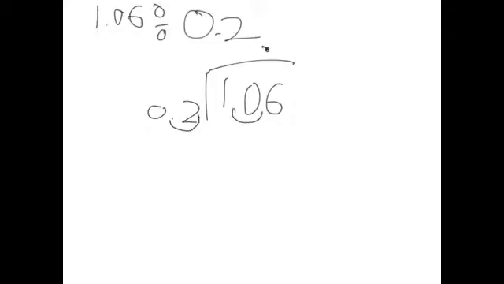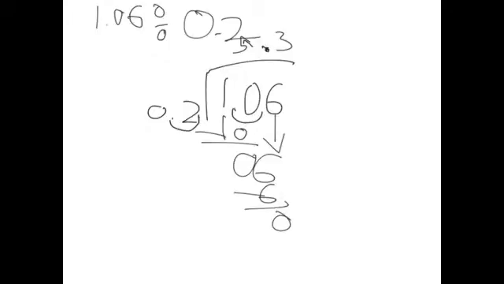And then what we do is we have 2 can't go into 1, so 2 goes into 10. 2 goes into 10 5 times, which equals 10. So you subtract, 0. And then 2 goes into 6 3 times, so then we subtract, it's 0. So our answer to our equation is 5.3.